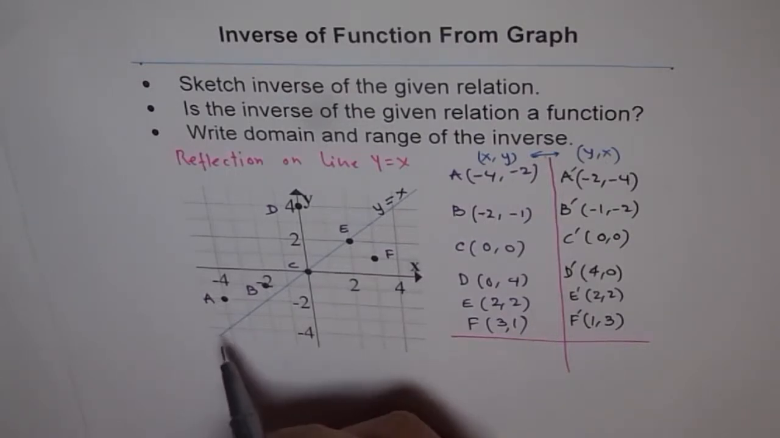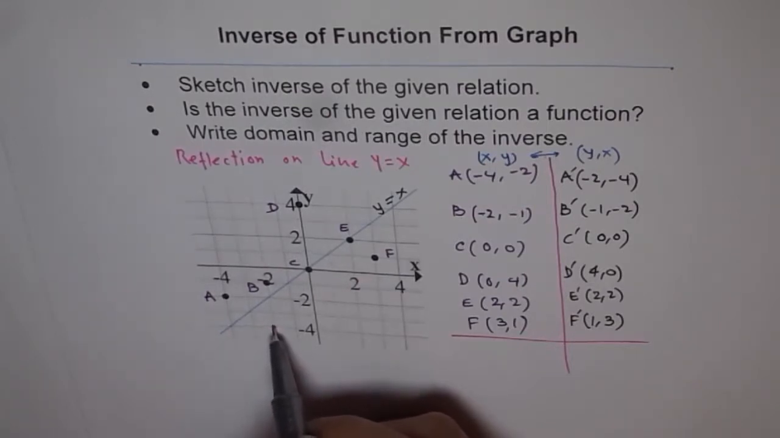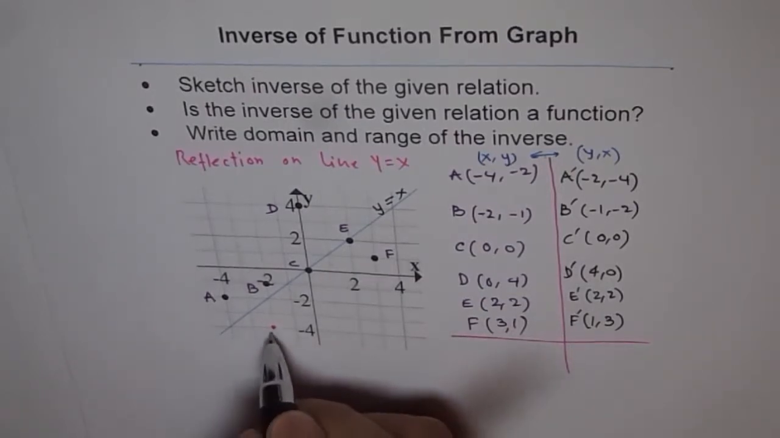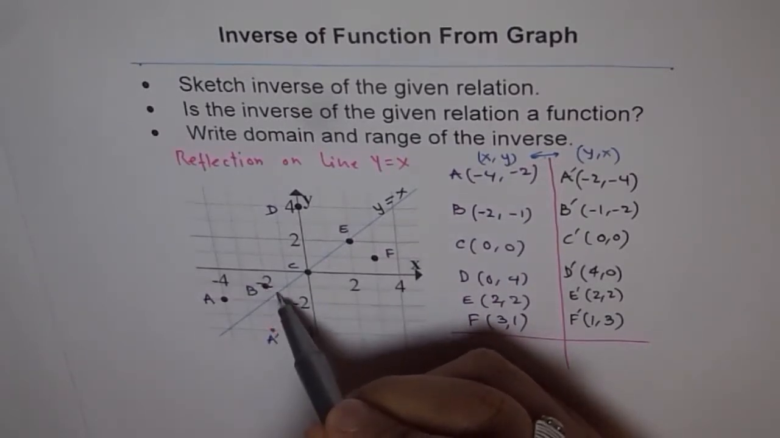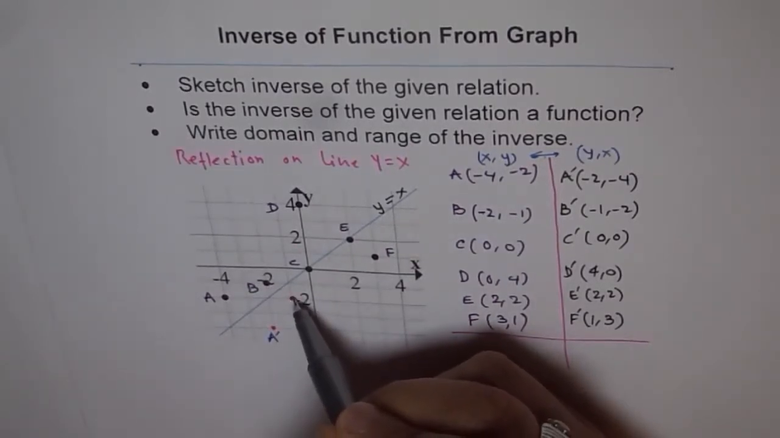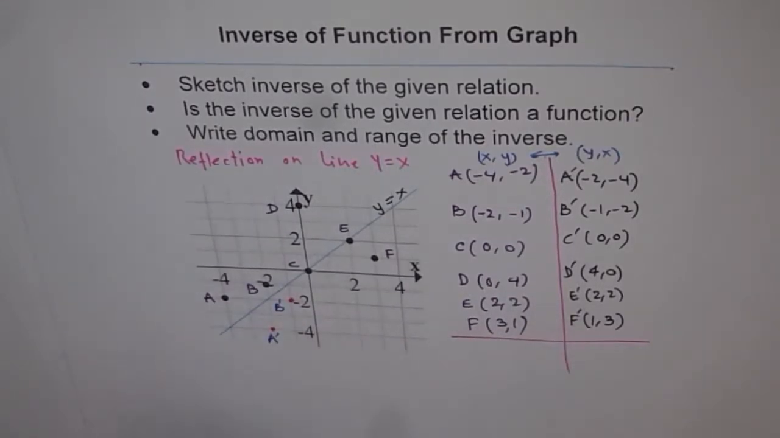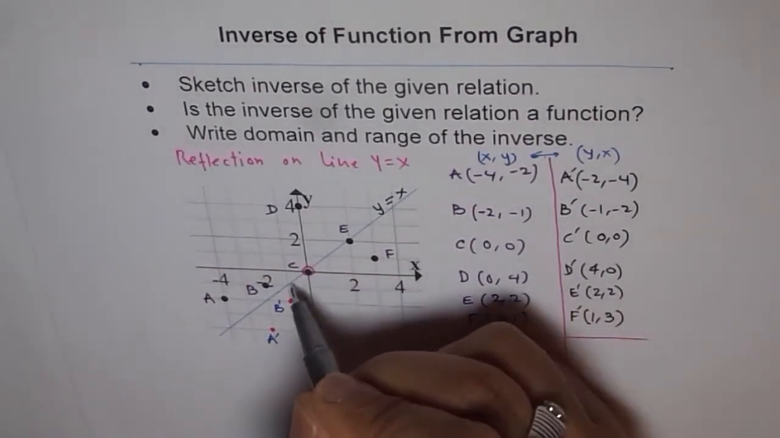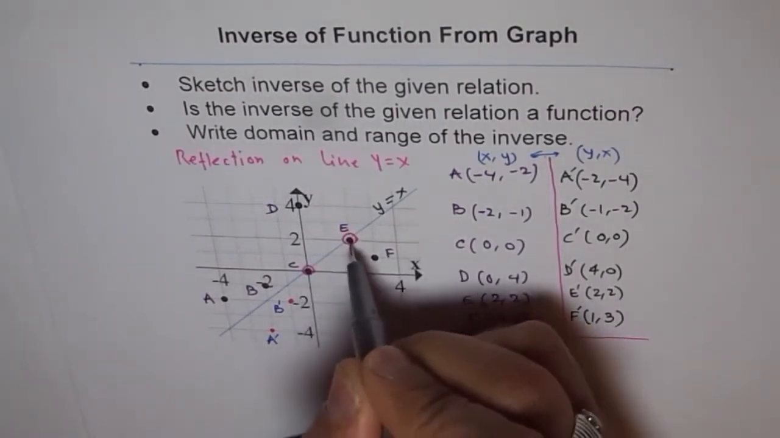So point A, let's start with this. If you treat this line as a mirror, then the image of A will be right across here. Do you see that? So that becomes A dash. Now for B, B is half a diagonal away, so it will be half a diagonal away on the other side. So you get point B dash. C remains there since it is at 0, 0. Any point on this line will remain there itself, including C and E.